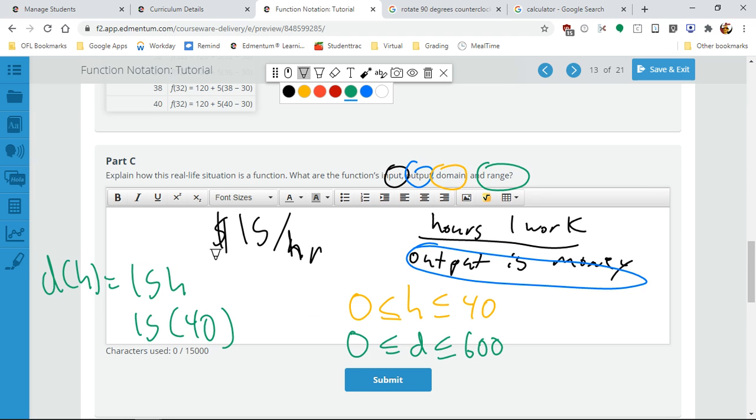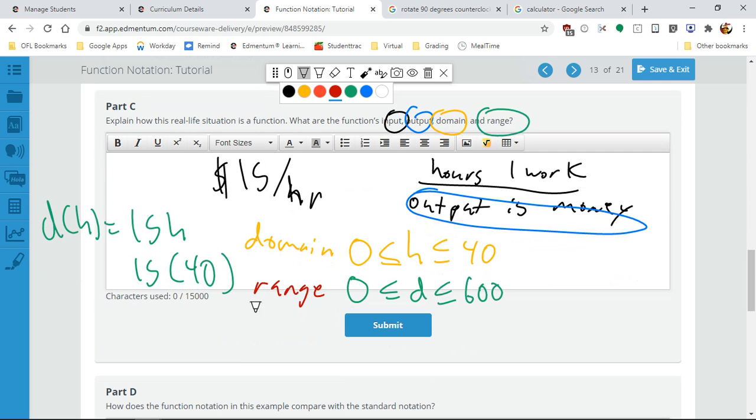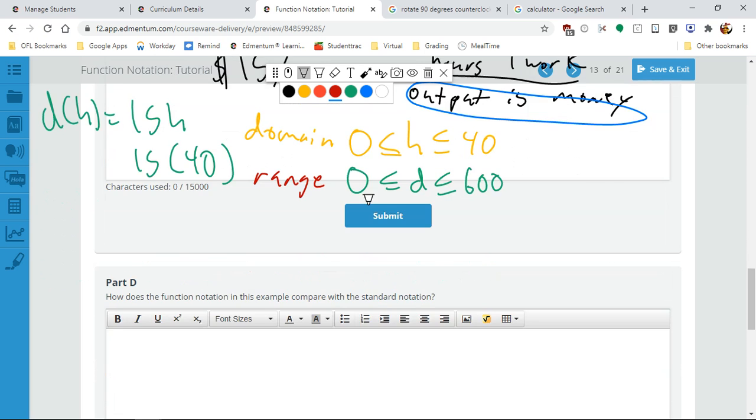So what you can do here is explain a real life example. You can use my example. Just make sure to type it out and make sure you're labeling everything. What is your domain? My domain in my example was how many hours I worked. What's my range? My range was how much money I got out of it. That makes sense. So you're just going to type that in.